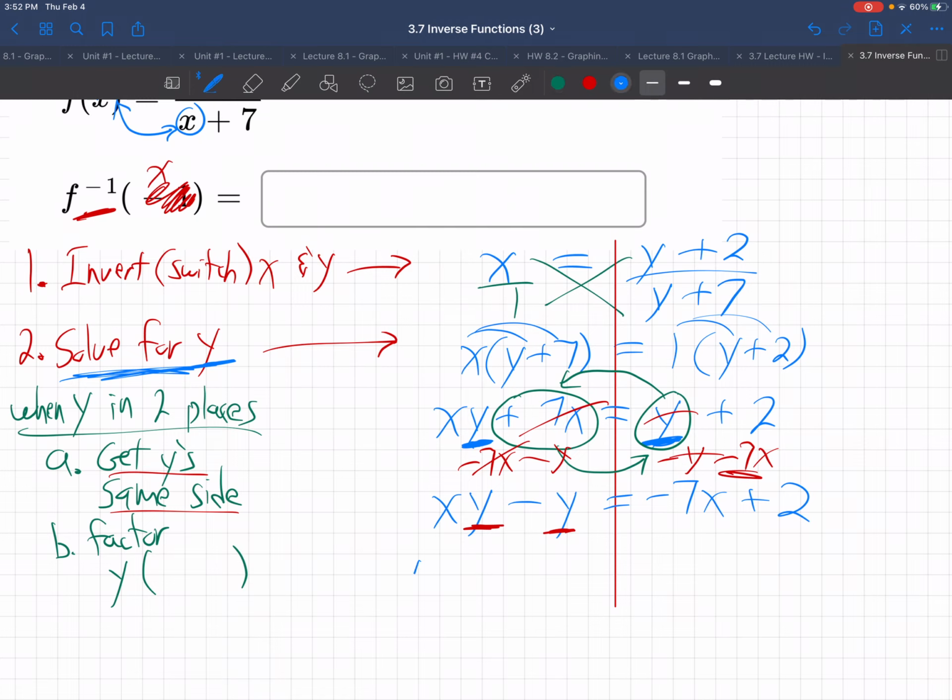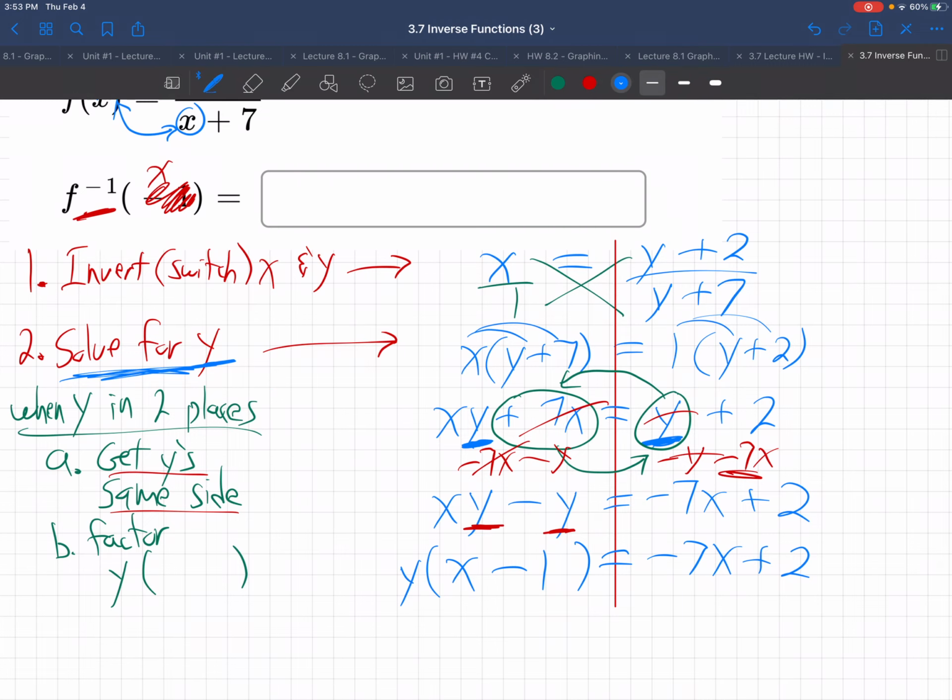So y in the front. What goes in here? x minus 1, y. Because y times x would go back to xy, and y times negative 1 would go back to negative y, wouldn't it? You good with that? So I've just factored out the y. So here we go like that.